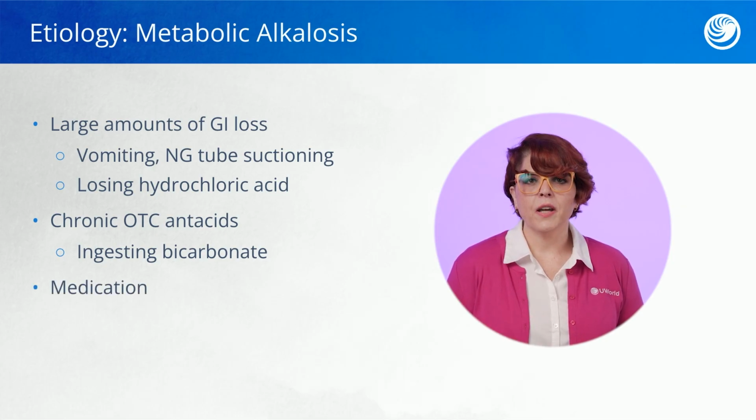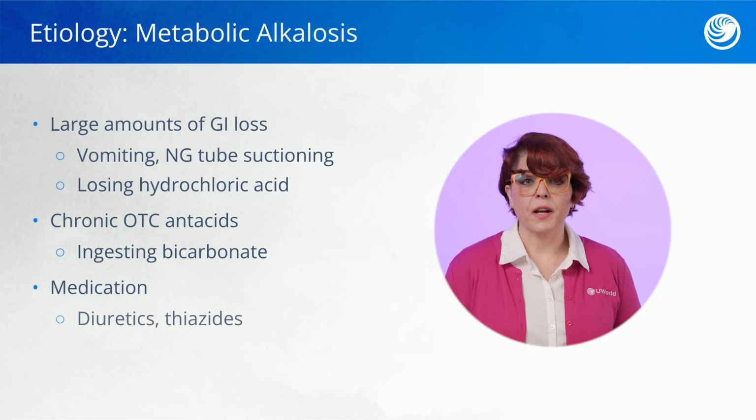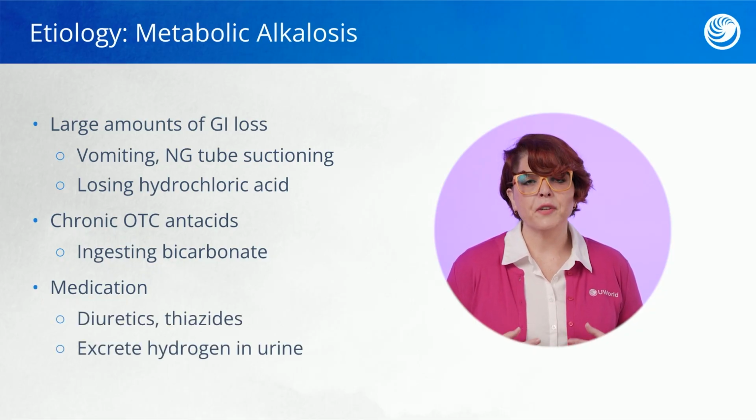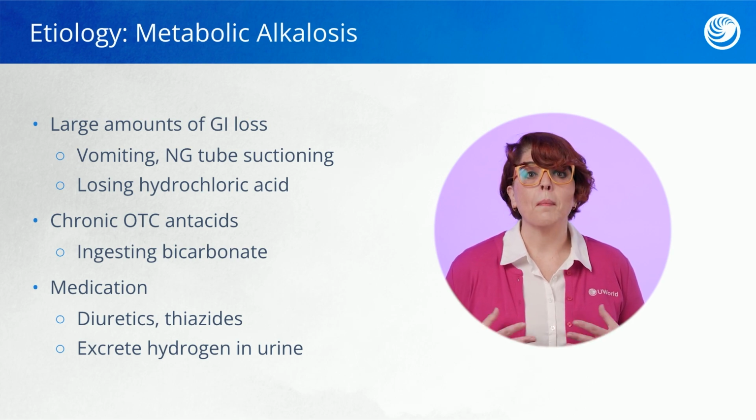The other thing that we can do to accidentally put our patient in metabolic alkalosis is medication. Anytime we give our patients medications like a diuretic, thiazides, we're actually excreting a ton of urine. And hydrogen is in urine, which is an acid. So this would make our patients more base.